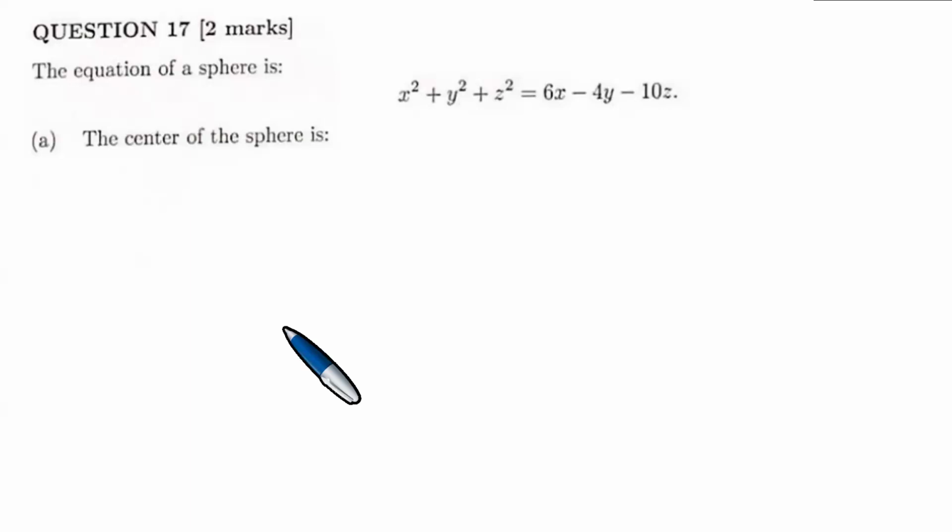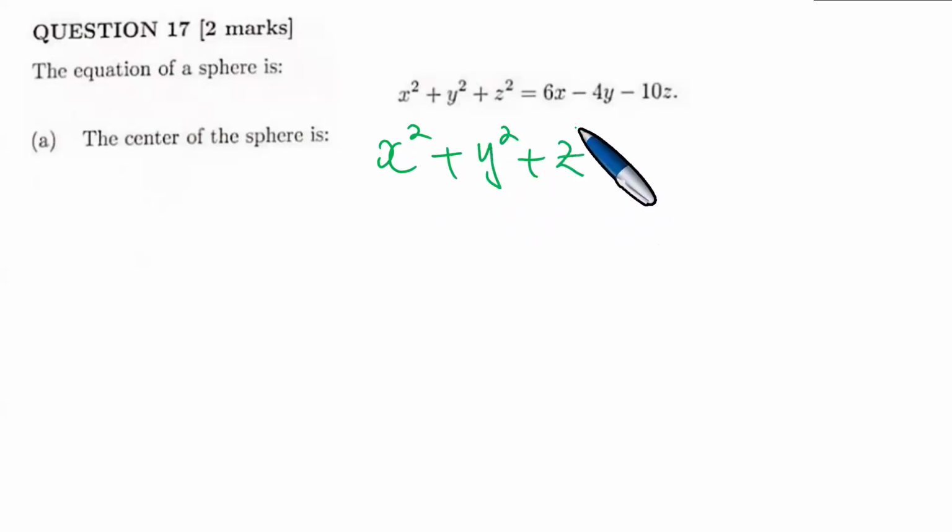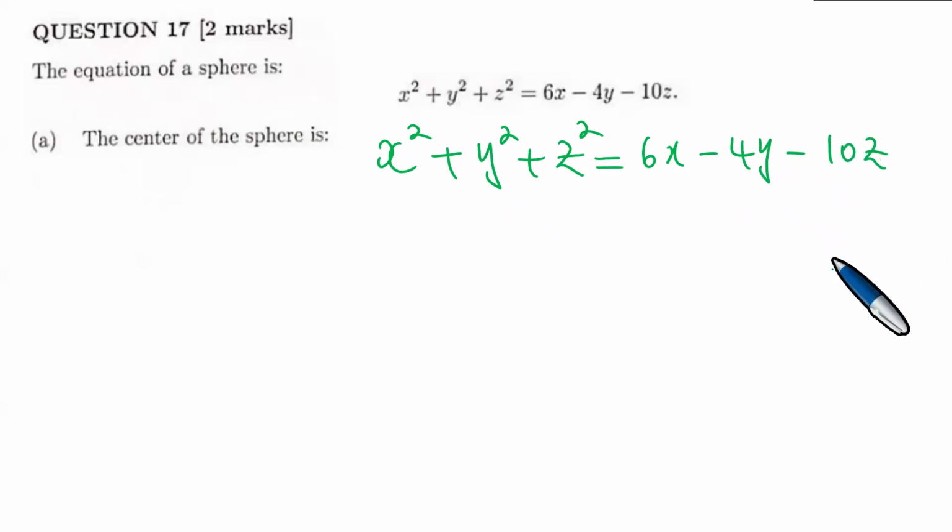Right. So, we're interested in the center of the sphere. I hope the question is clear. Is it clear? Yes. Okay, because we were just given x squared plus y squared plus z squared is 6x minus 4y minus 10z. Okay, and then let us know the answer.